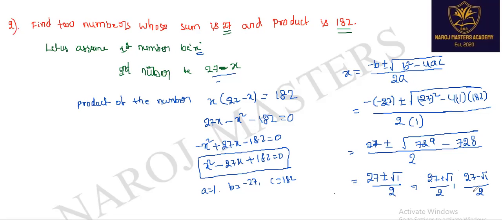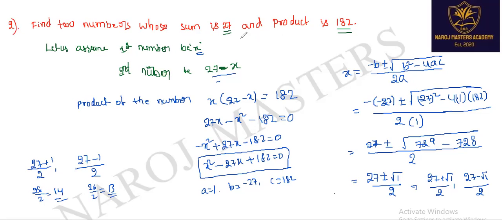Root 1 value is 1 only, so you can change these values now. 27 plus 1 by 2, comma, 27 minus 1 by 2. Here 27 plus 1 means 28 by 2, which is 14. And this is 26 by 2, which equals how much? 13. So the two numbers are 14, comma, 13.